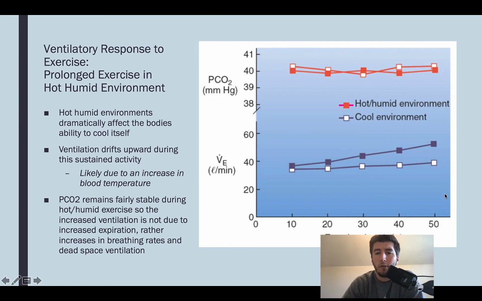Well, over here on the right-hand side, you can see that generally there's not much of a ventilation shift. There is somewhat of an upward ventilation shift, but not a ton. However, as we're exercising in a hot, humid environment, which are going to be these closed squares, you can see that there's actually a slow drift upwards that's going to occur as we're increasing in duration and as we're increasing in heat, right? And the reason for this is most likely due to an increase in temperature of the blood.